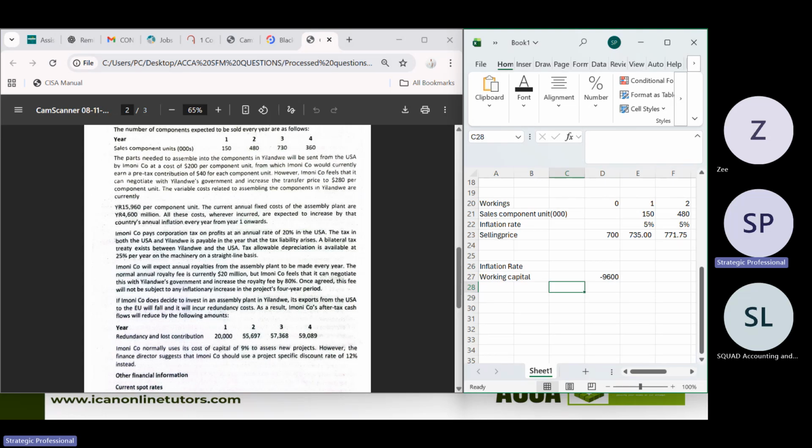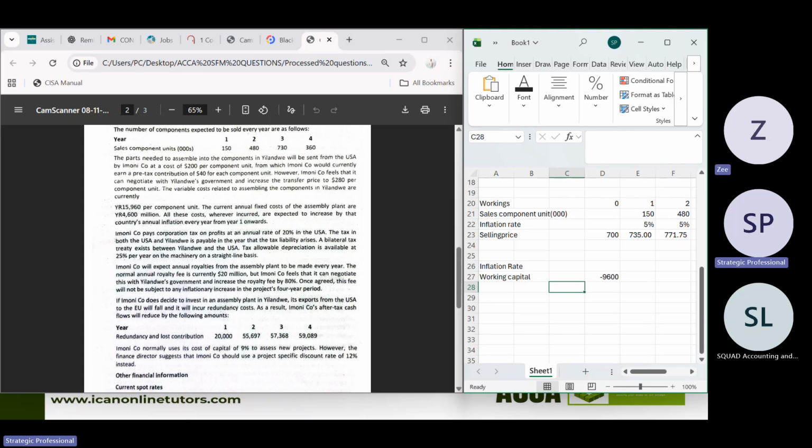If they increase their transfer pricing from 200 to 280, it means that their cost will still be 160, but their transfer pricing will now be 280 instead of 200. 280 minus 160, what will it give us? 120, I think. Thank you. That's why I said the net income will be 120.